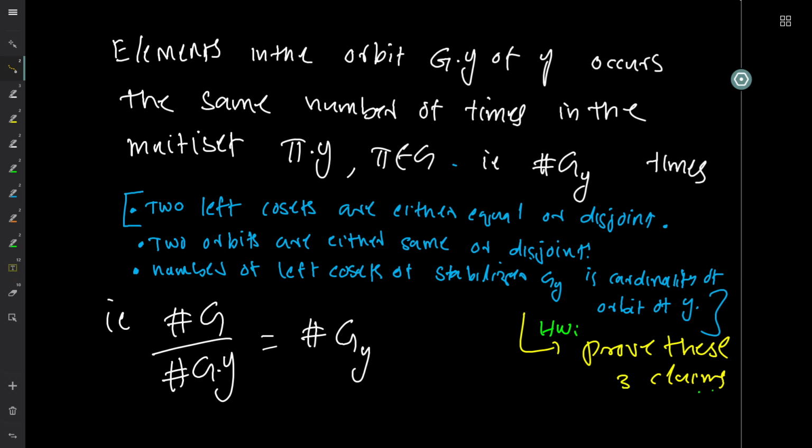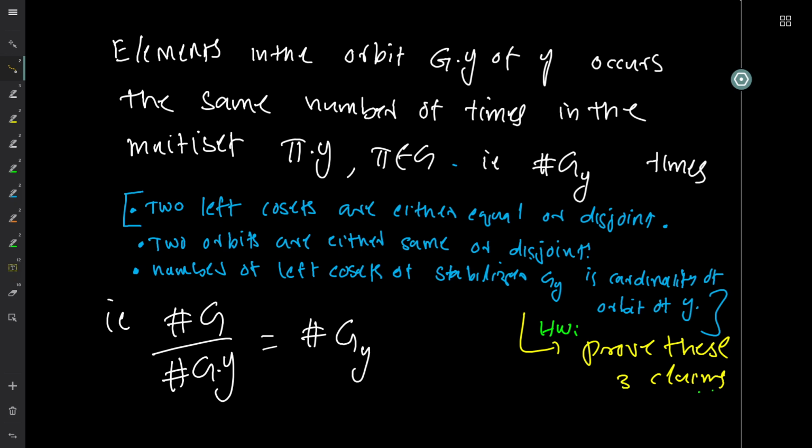So now, elements in the orbit G y of y occur the same number of times in the multiset of all permutations pi dot y for pi in G. So why is that? How do you prove this? If you have the following three easy results: two left cosets are either equal or disjoint, this is something I asked you to go through or prove. Then another easy result that we can show is that two orbits are either the same or disjoint.